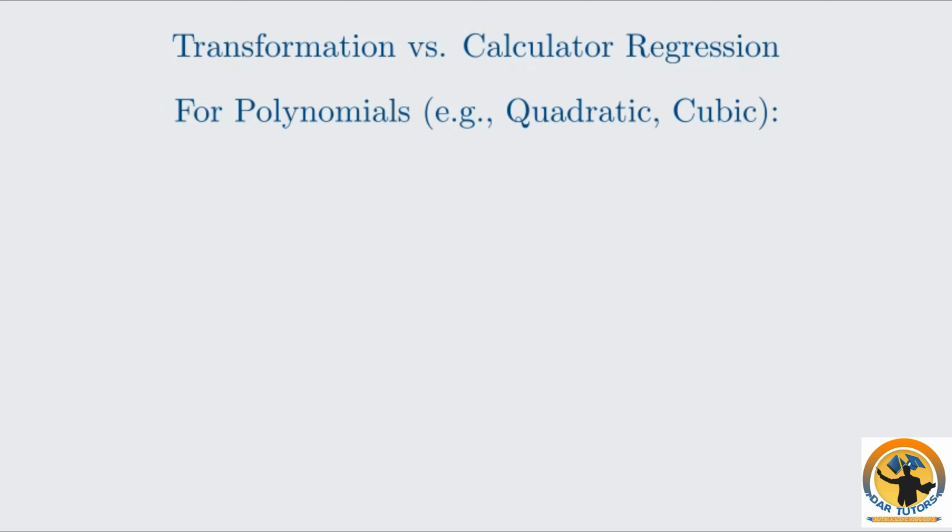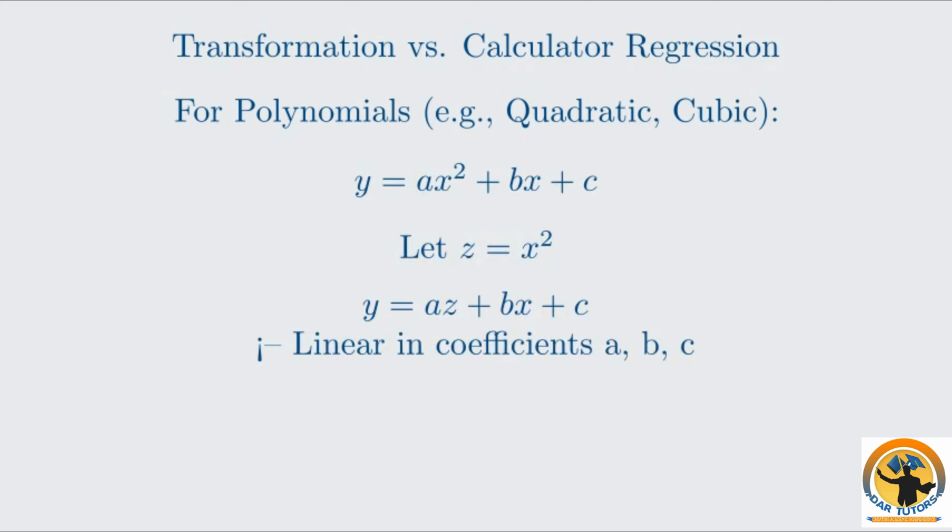An interesting point of discussion: when your calculator performs quadratic regression, it is still technically using linear regression in a clever way. Consider the model y equals ax squared plus bx plus c. If we let a new variable z equal x squared, the equation becomes y equals az plus bx plus c. Your calculator treats z as another independent variable and performs a multiple linear regression, which is still a linear process.